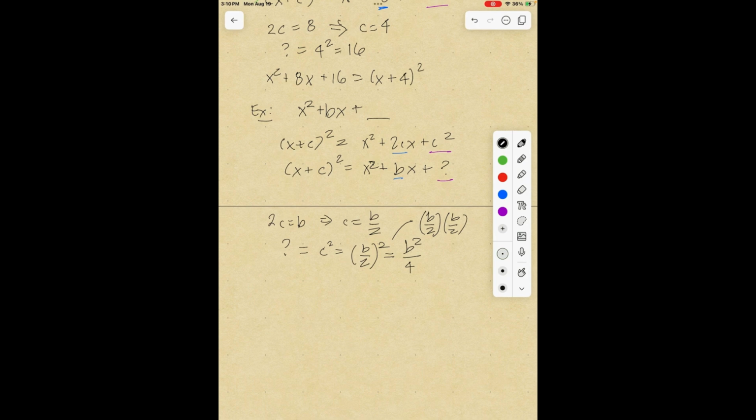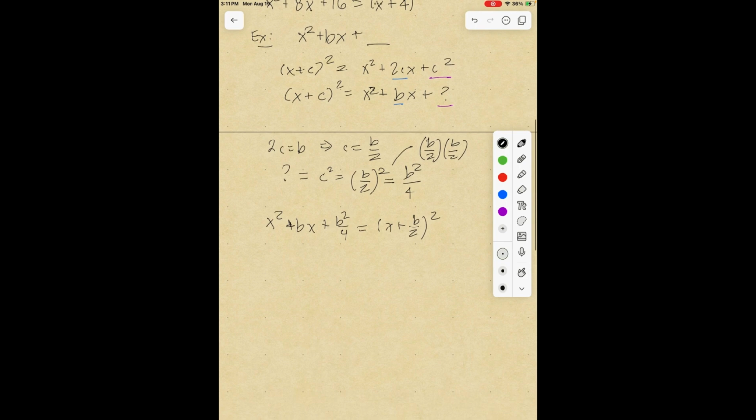And so we now know that if you add b squared over 4, this will produce x plus b over 2 in parentheses squared. And this process is called completing the square. So for instance, if the question is complete the square, x squared plus 5x, then your b is 5, right? And we just need to add b squared over 4.